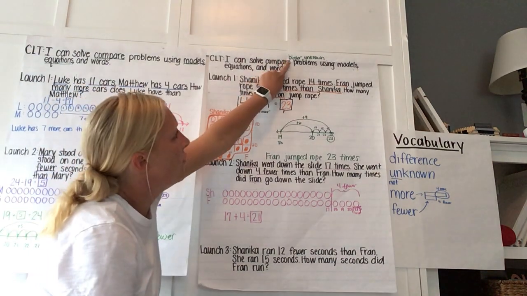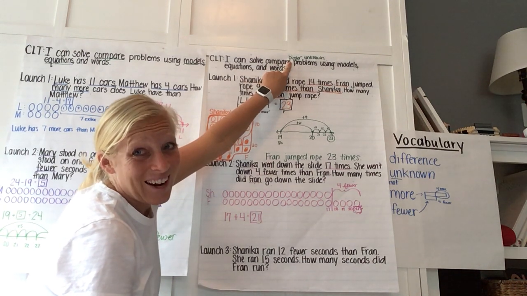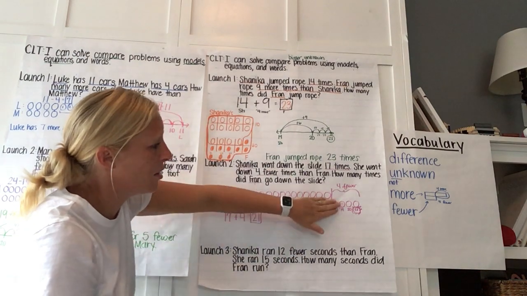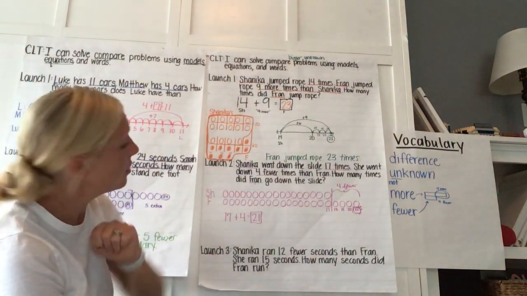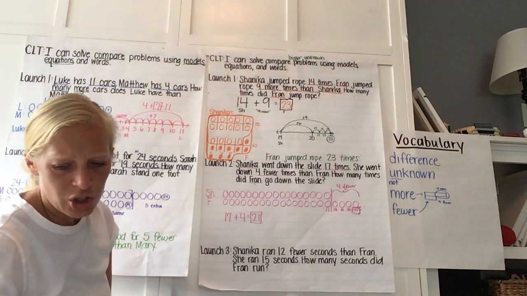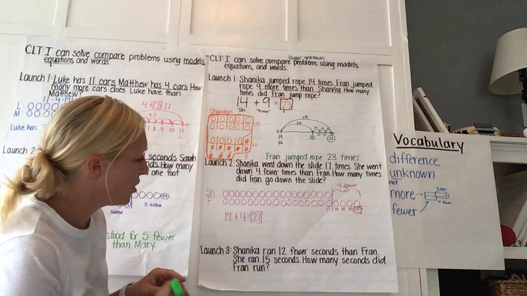Are we still trying to find the bigger number? We are, aren't we? Right? So Fran is still having that bigger number. Okay, and it's still that part that's unknown. 23 is bigger than 14. 21 is bigger than 17. How did you use a different model to show this work?